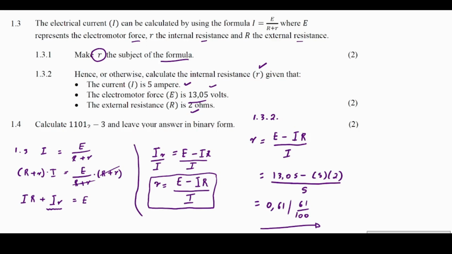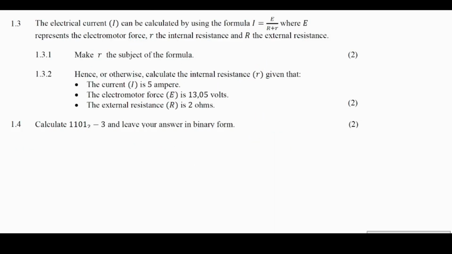I'm going to erase everything on this page so that I can work. So 1.4, you are given binary numbers. Grade 10 should come back here. They say calculate 1101 base 2 minus 3 and leave your answer in binary form. The simplest way to solve this is to start by converting this and write it in decimal. By decimal, we mean it must look the same as this one, because you're given binary and decimal. So we're going to change this and write it in decimal.